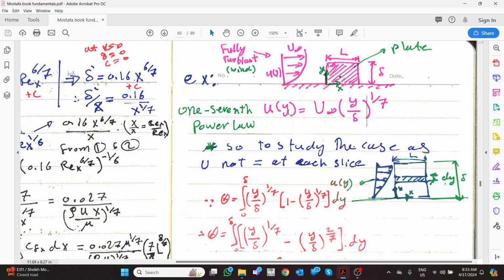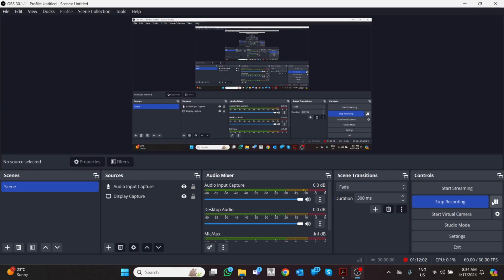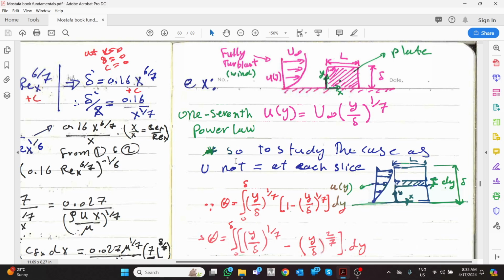Okay, so based on the seventh law, U equals the maximum U that you have, multiplied by y over delta, where delta is what you're going to have, raised to the power 1 over 7. If it is the fifth law, 1 over 5. So we need to know this one. Okay, let's go step by step.